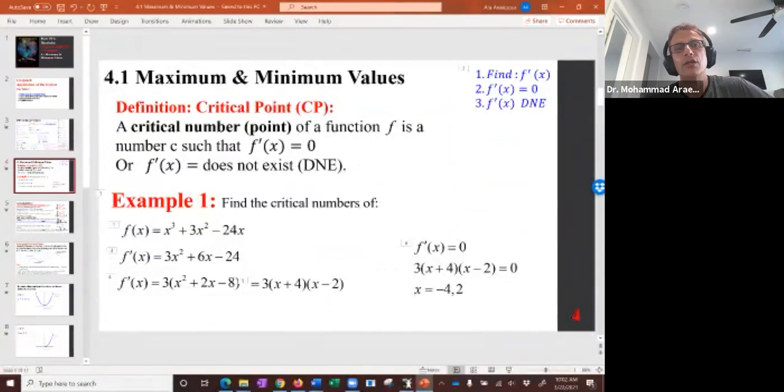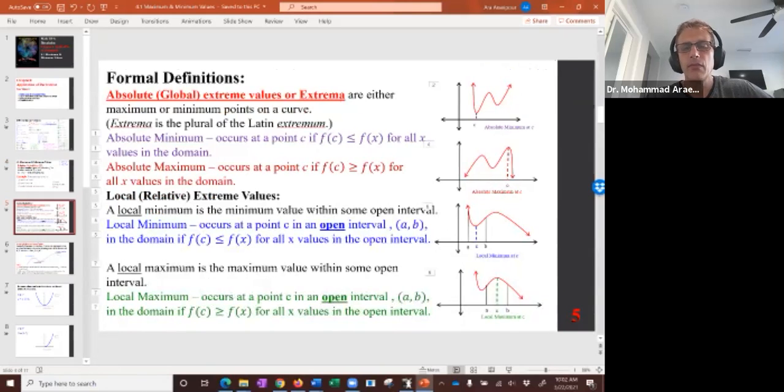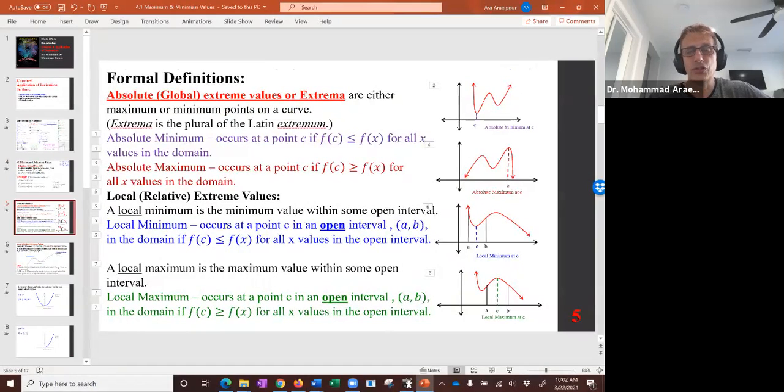We looked at the concept of max and min by finding critical points, which means we find f prime, set it equal to 0, or f prime does not exist. We looked at the definition of extrema. Extrema is the plural for extremum and refers to both max and min.